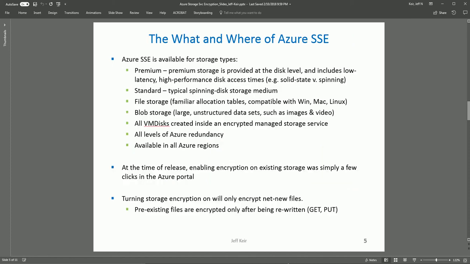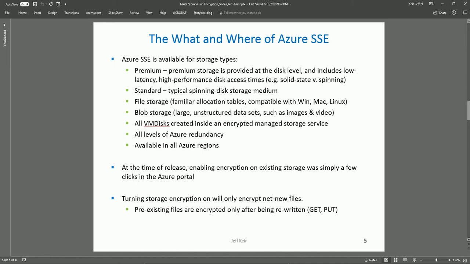All right, so SSE, where can you do it? You can do it on standard disks, you can do it on premium disks. Premium disks, basically those SSDs that we talk about when we're looking around in the Portal GUI. If you want faster throughput, faster I/O, you go with solid state, costs a little bit more. You can encrypt that, all right? Standard is basically your spinning platters, you can encrypt that.